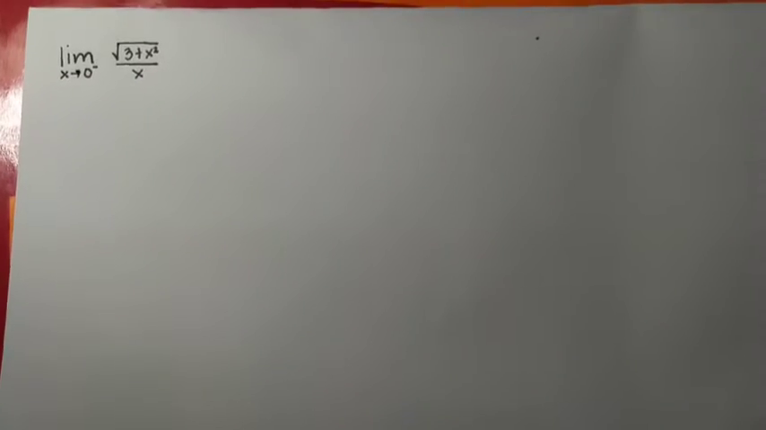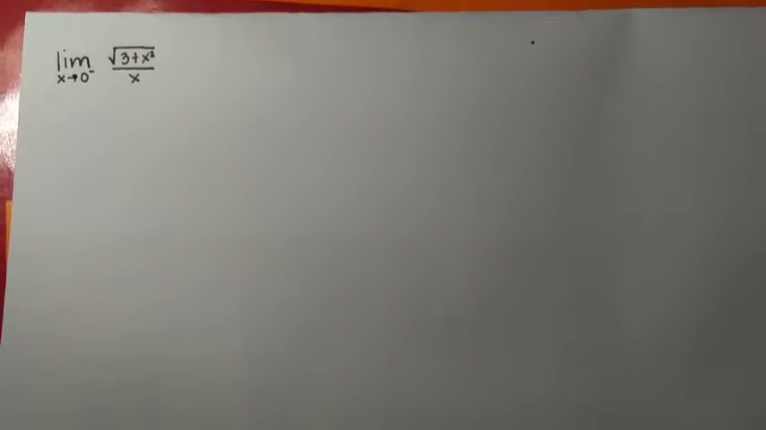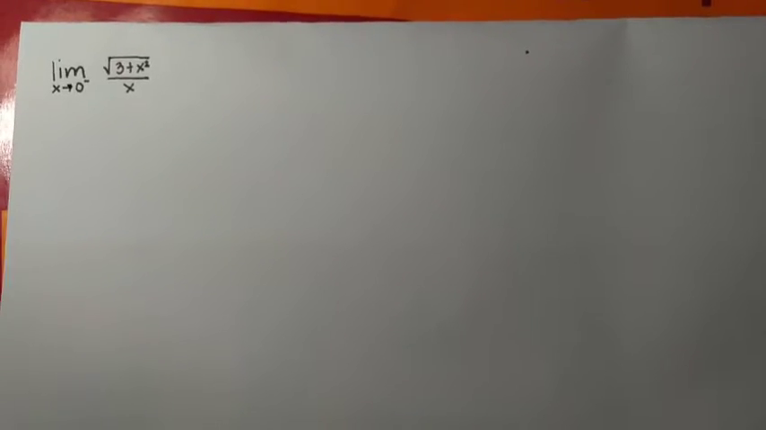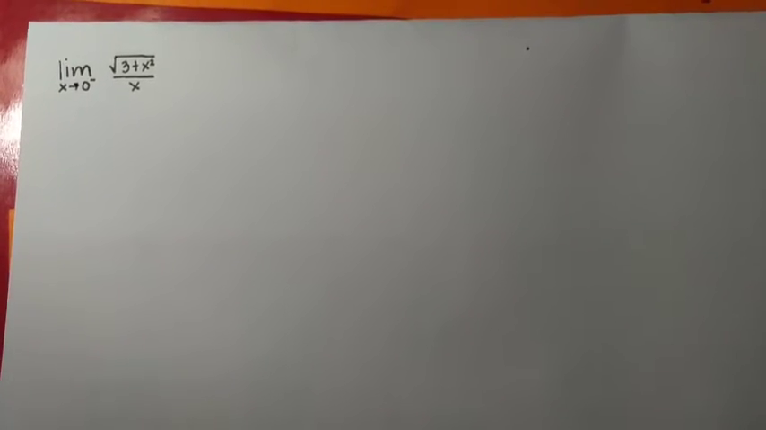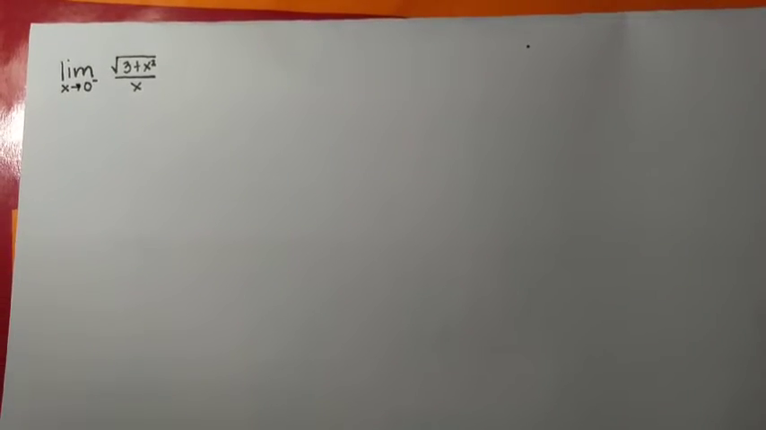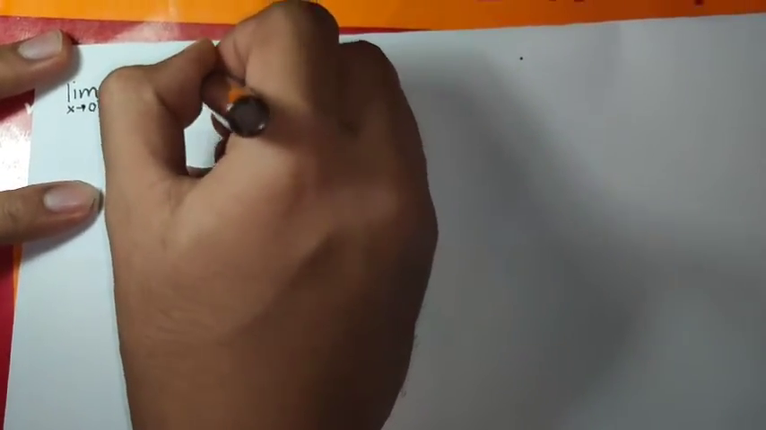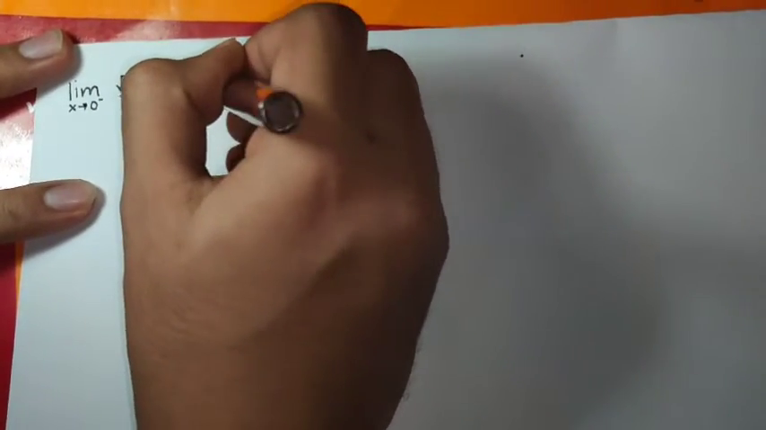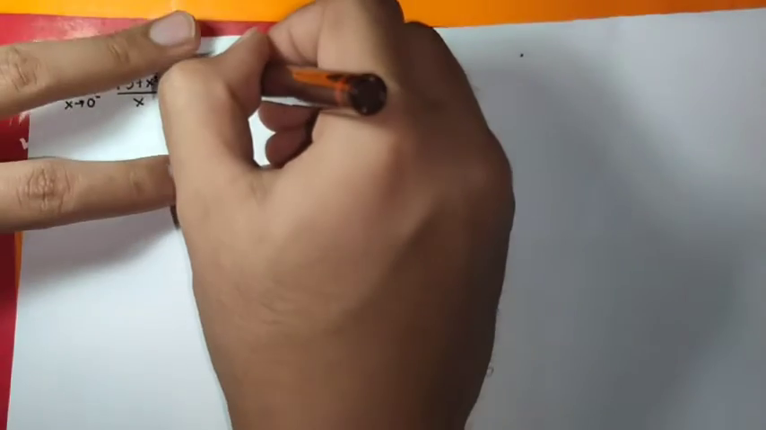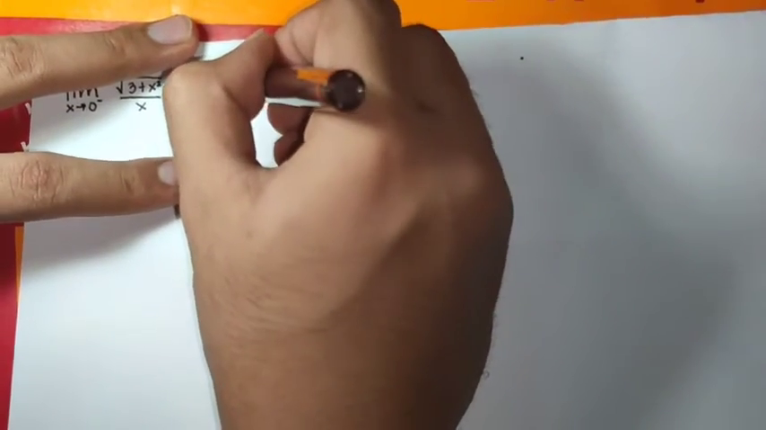This is the limit of the square root of 3 plus x squared all over x as x approaches 0 from the left. We cannot apply direct substitution here either, as it would result in an indeterminate form. Therefore, we must express this in another form. Let us first try to separate the square root of 3 plus x squared and 1 over x.